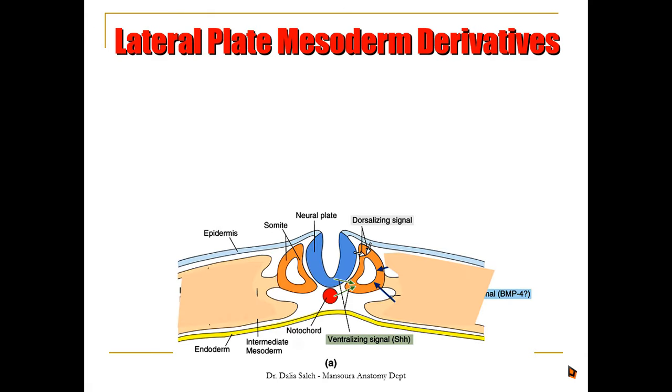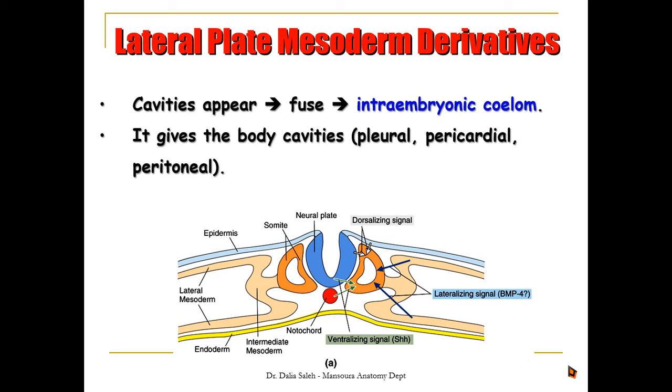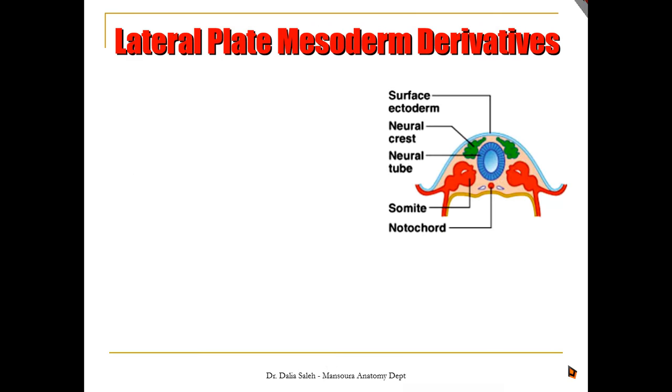While the lateral plate mesoderm, which lies at the periphery, also has cavities appear within it. These cavities coalesce or fuse together and form one large intraembryonic coelom. If we just think of the name, intra means inside the embryo and coelom means cavity, so these are the cavities which lie within the embryo, and this gives the following cavities: the pleural cavities, which the lung will be contained within, the pericardial cavity, where the heart will lie, and the peritoneal cavity, where the remaining organs will lie.